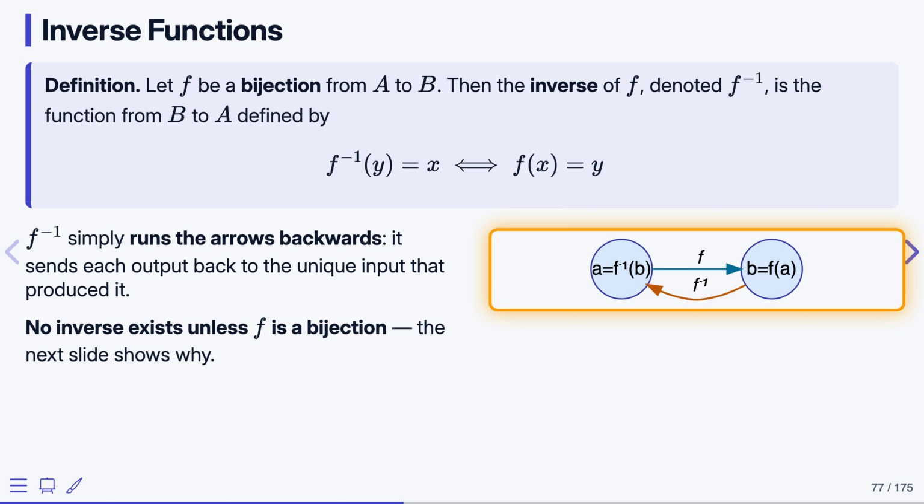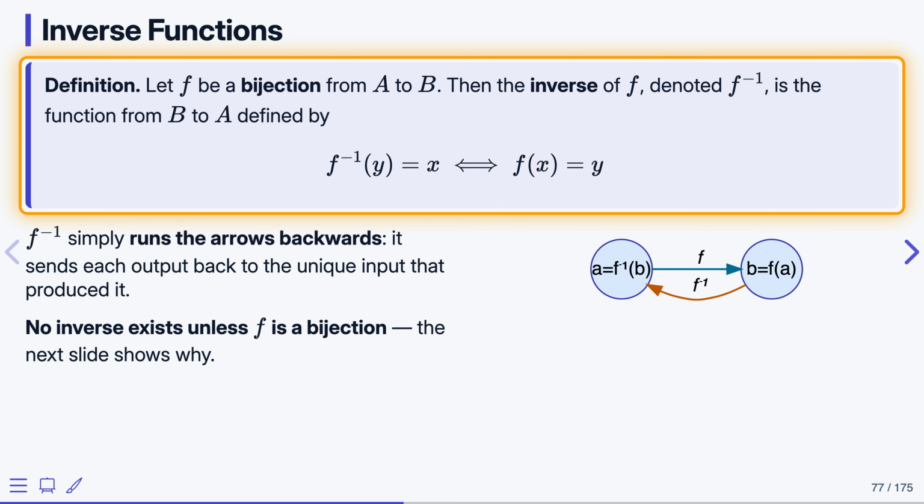Look at the picture. The blue arrow f carries a forward to b, and the amber arrow f inverse carries b back to a. And now the warning to carry with you. No inverse exists unless f is a bijection. The next slide shows exactly what goes wrong otherwise.